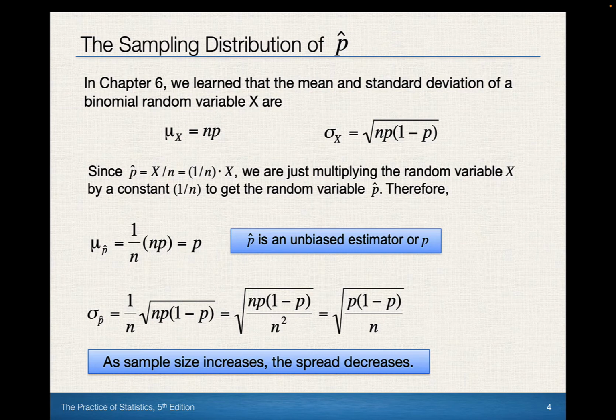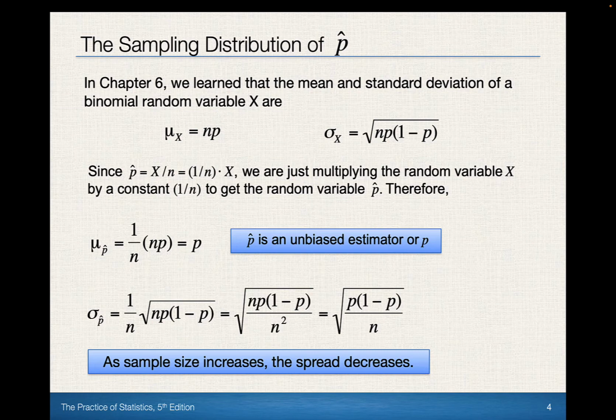Likewise, if we want to find the standard deviation of our sampling distribution, we can take the original standard deviation of the random variable x, and we can transform it by multiplying it by 1 over n. When you do so, we do a little fancy algebra, and we end up with the square root of p times 1 minus p divided by n.